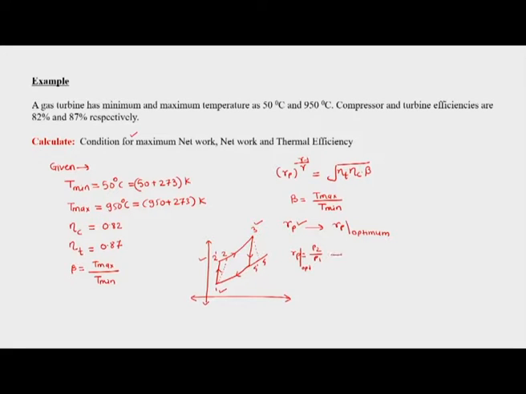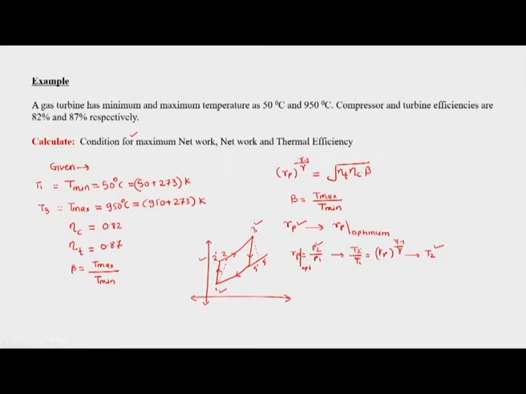Knowing this we can find T2 by T1, which is equal to Rp raised to (gamma minus 1) upon gamma. We know Rp, which is Rp optimum, and we know T1, which is the minimum temperature. Basically from the cycle this is T1 and this is T3. So from this formula we know T2, and now we know T2 and P2. Once T2 and P2 are known, anyway we know T3.